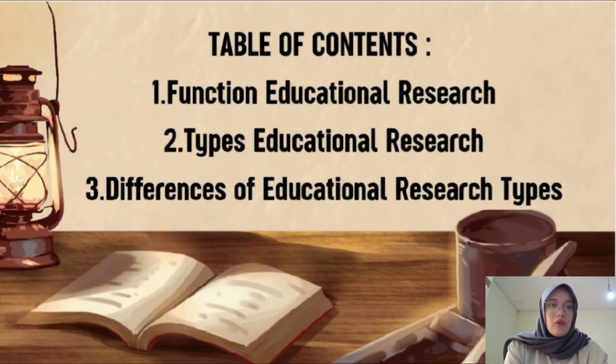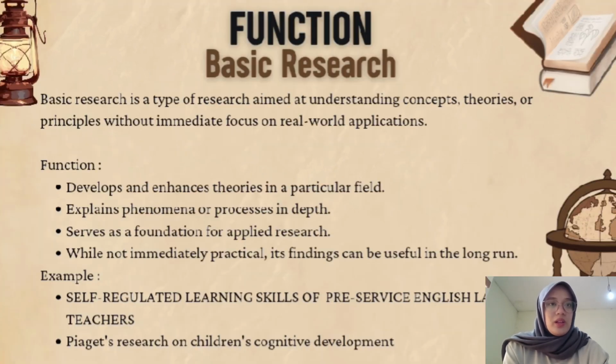And then before we move to the main material, I want to tell you about the table of contents. So there are three things that I'm gonna present. First is functions of educational research, the second is types of educational research, and then the last is differences of educational research types. And then let's move to the first material, which is about functions.